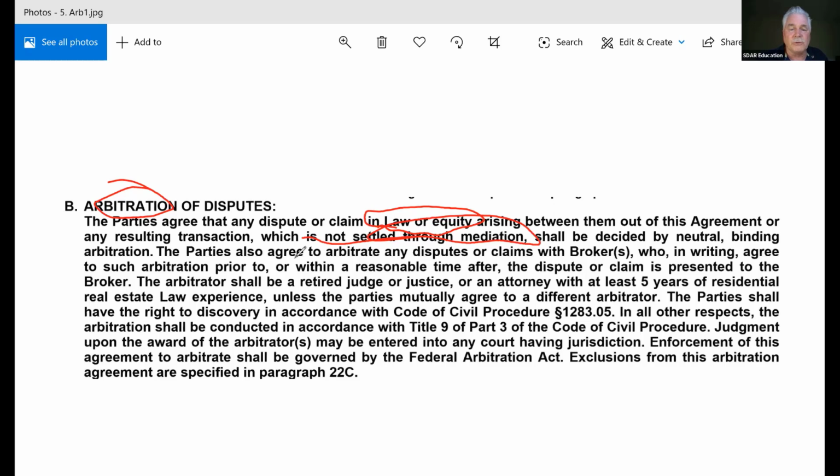Okay, so parties also agree to arbitrate any disputes or claims with the brokers. So same thing like my mediation provision, who in writing agree to such arbitration prior to or within a reasonable time after. Just like we just said a second ago, the dispute or claim is presented to the broker. So the broker gets to make that decision if they want to be involved in it. But the parties are agreeing that they will allow the broker into the arbitration as well, if the broker so wants to be there.